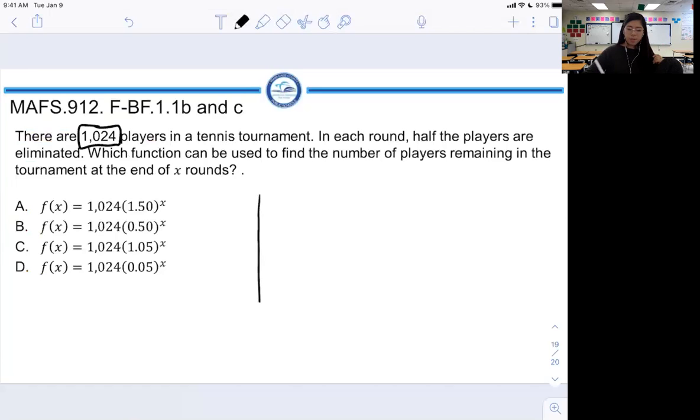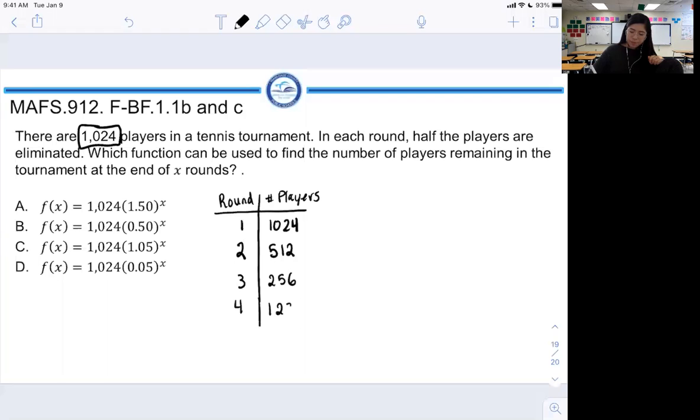So I'm going to make a little table. In the first round, in the very beginning, there's 1,024. Second round, like Tyrone says, there's 512. Third round, how many? 256. Let's do one more. Fourth round. 128. Beautiful. And it's so on and so forth.